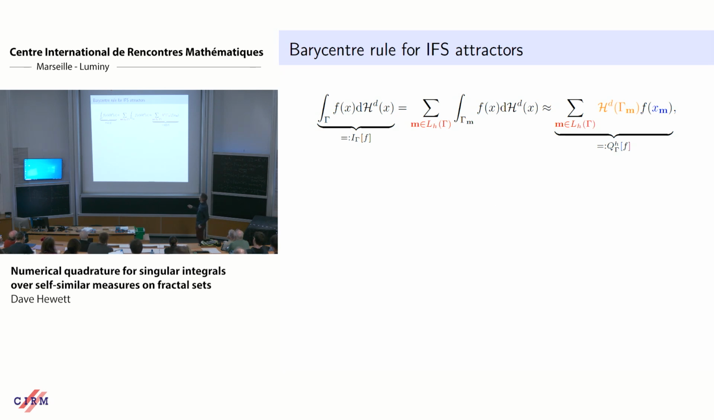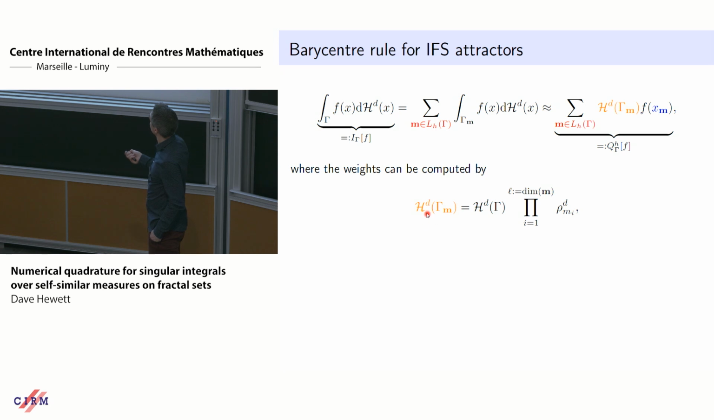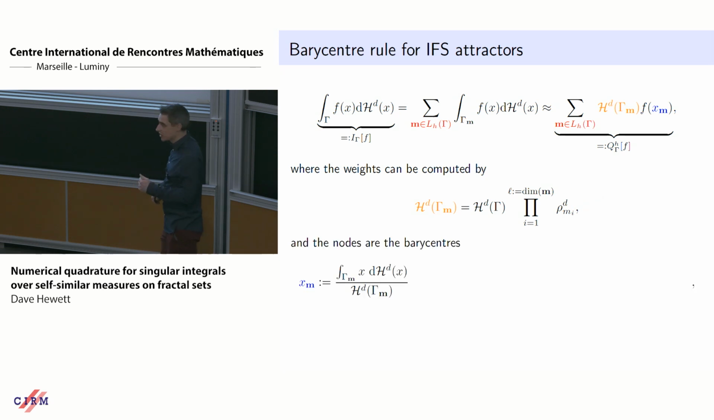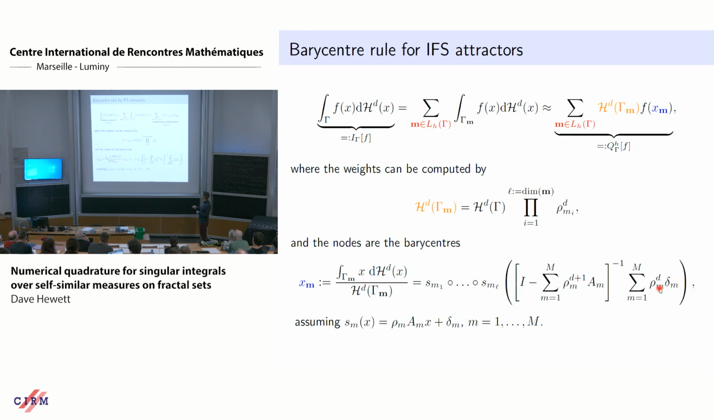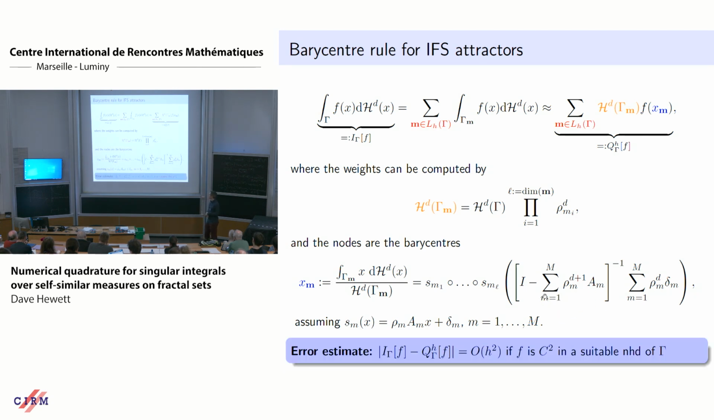As I said before, approximate the integral by the sum of the measures of the components multiplied by the function evaluations at the nodes. The weights can be computed because this scaling property of the measure tells me that the weight of the component is the measure of the original set multiplied by this product of contraction factors. And the nodes are the barycenters, defined in terms of this integral, but what's nice is that you can evaluate these exactly in terms of the parameters of the IFS. And then we have this order h squared error if f is smooth in some suitable neighborhood of the attractor.